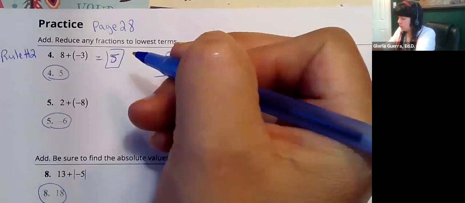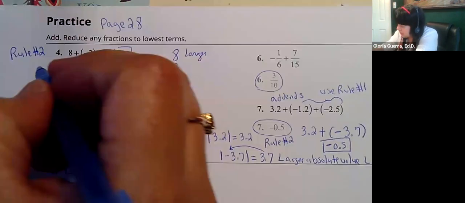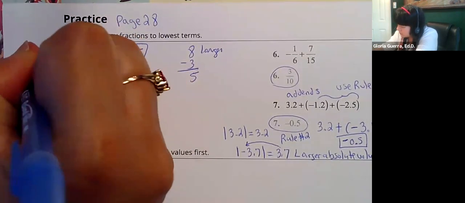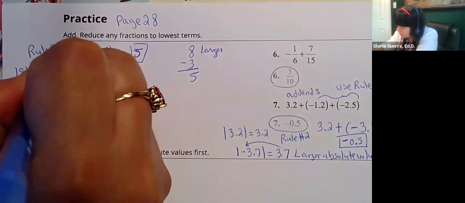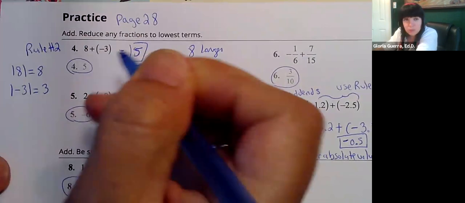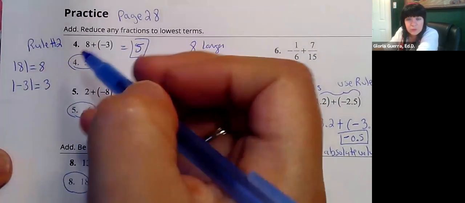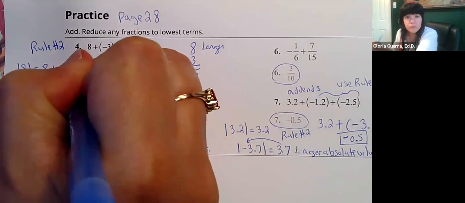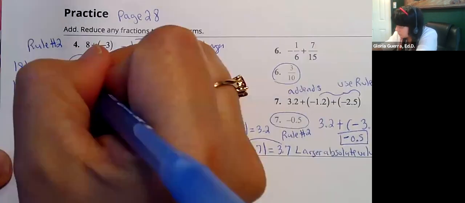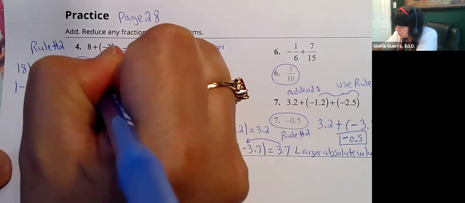Okay. So remember, that's because the absolute value of 8 is 8. The absolute value of negative 3 is 3. So if you look at both of these results here, you see the one with the 8, that's the larger absolute value.